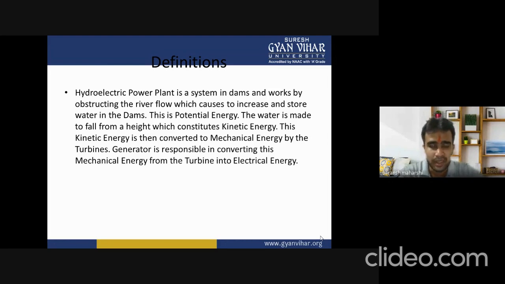Kinetic energy, which in Hindi we also call gatij urja, is a form of energy that an object or a particle has by reason of its motion. Kinetic energy is a property of a moving object or particle and depends not only on its motion but also on its mass.